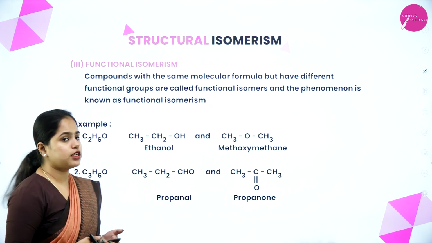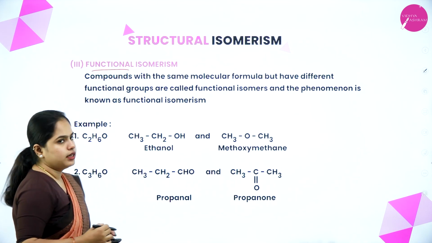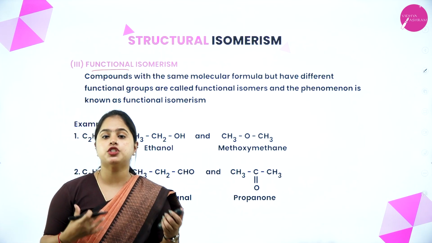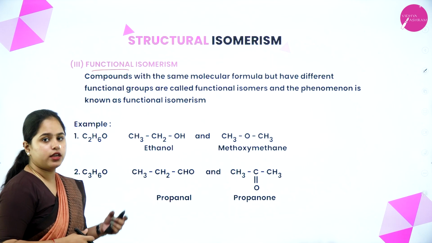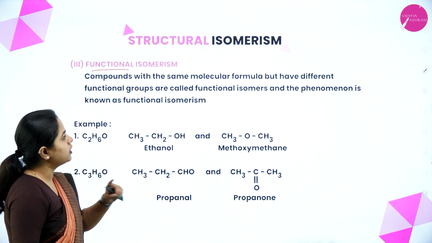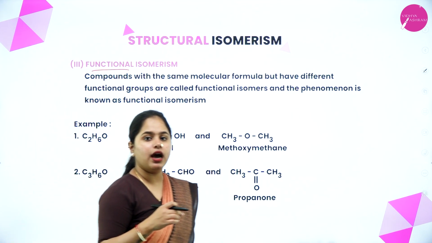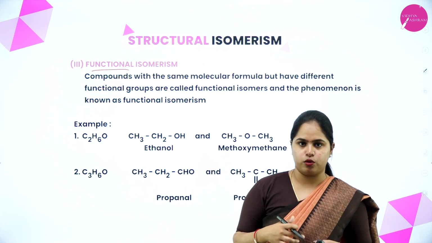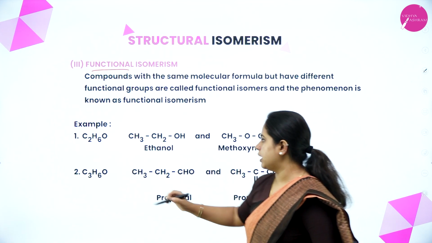Moving on to the next one, that is functional isomerism. From the name itself you can suggest functional group. Something is happening with the functional group. Compounds with the same molecular formula but different functional groups are called functional isomers, and this phenomenon is called functional isomerism. So they differ in their functional groups, but their molecular formula will be the same. How can this happen? Let's take the example.